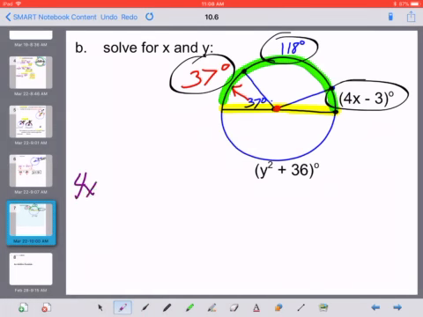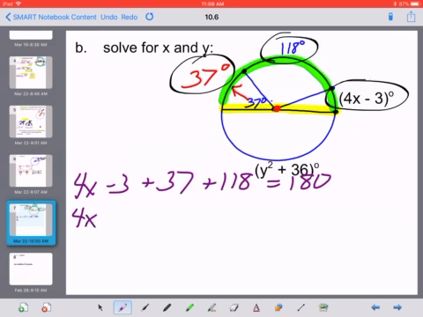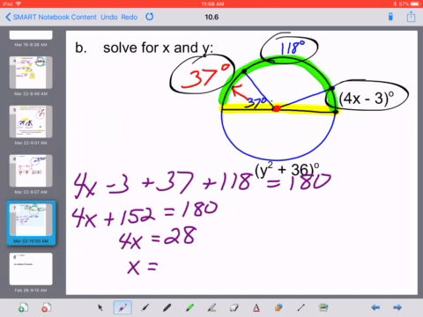So we're going to write 4x minus 3 plus 37 plus 118 all has to equal 180 degrees. All right, we've got some like terms we're going to combine there. So we've got a 4x, a negative 3 and 37 is 34. 34 and 118 is going to get us 152, and that equals 180. We're going to subtract that 152 from both sides and get 4x is equal to 28. We're going to divide both sides by 4. Well, what's 28 divided by 4? 7. Look at that. So easy a 7th grader can do it. All right. Yay. So we get x equals 7 for that one.